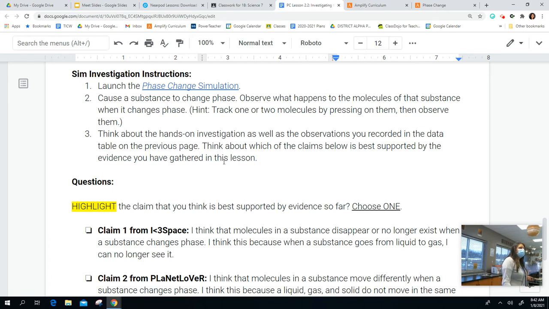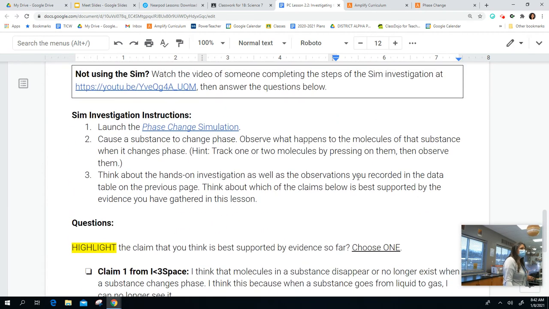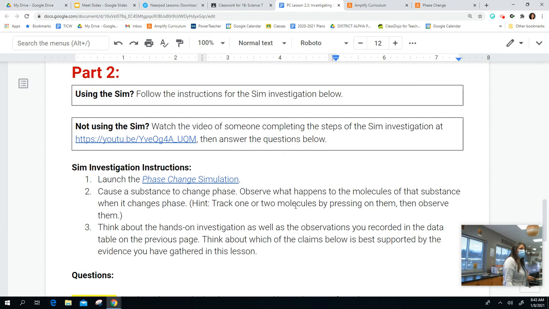Think about the hands-on investigation that we did, as well as the observations you record in the data table above, and think about which of the claims below is best supported by the evidence you gathered in the lesson. So you're going to do this after you've looked at each of the molecules.